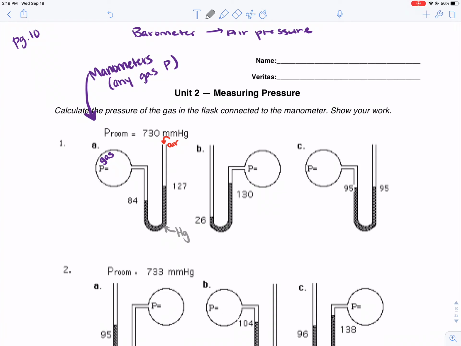So this is what's happening in this manometer. Over here on the right, we have air particles. They're outside of the manometer, but because that side of the manometer is open to the air, those air particles can enter into the tube and actually collide with the surface of the mercury on that side of the manometer. When they collide with the surface of the mercury, they exert a force on the mercury. They push on the mercury.